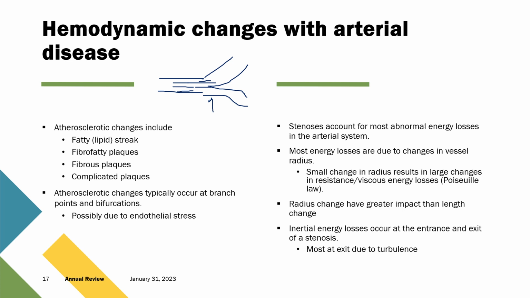Stenosis accounts for most of the abnormal energy losses in our system. So we know that friction creates heat. Heat is a conversion from kinetic energy of blood flow into thermal energy, which would mean that we have a decrease in kinetic energy of our blood flow. Most of that friction is going to occur on these really irregular plaques or stenotic areas.